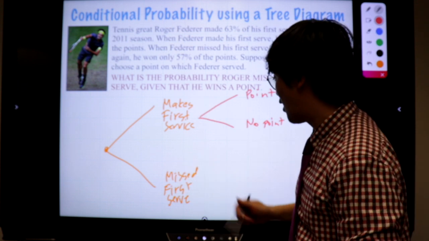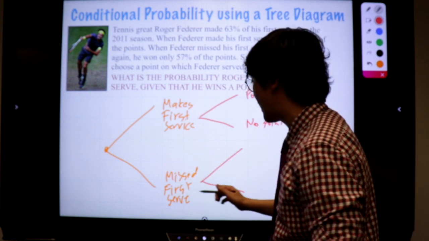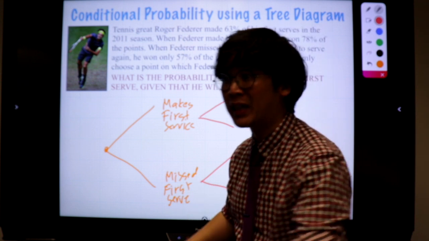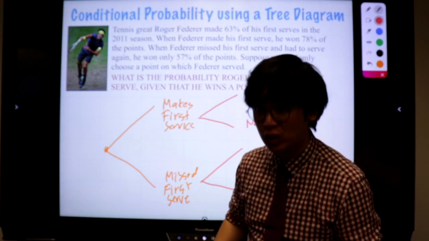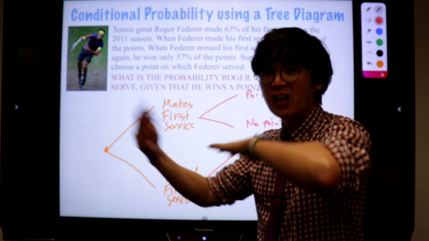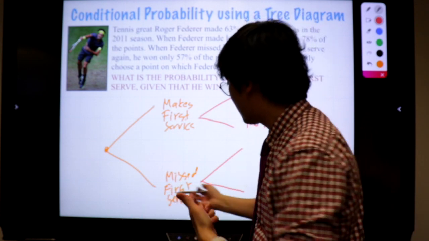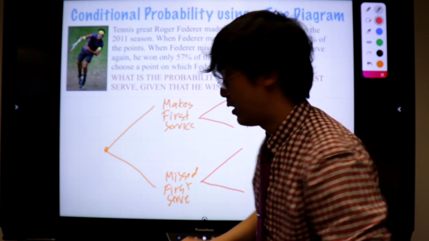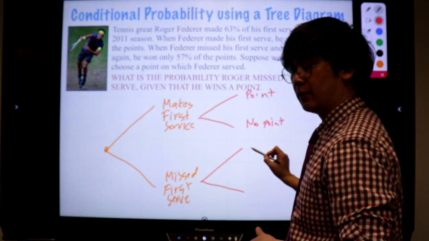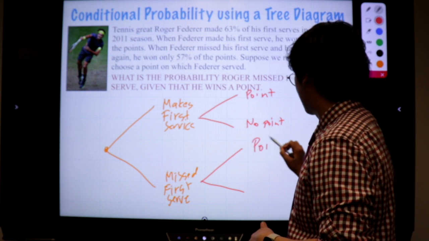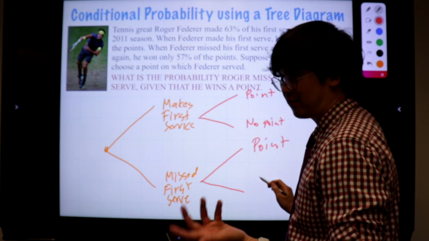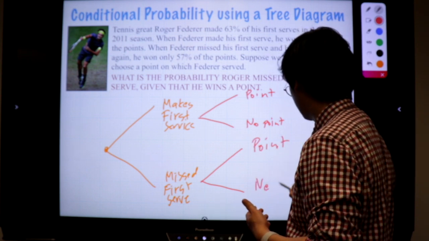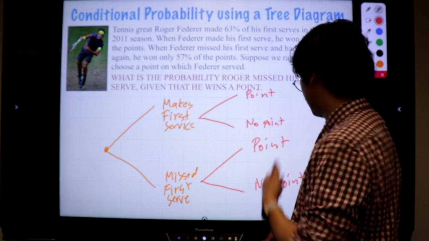Right? So, is it safe to say that missing the first serve means we made it on the second serve? Right? Yeah. That's another way of translating it. Okay. Missing the first serve means that we made it on the second serve, or didn't. Point or no point? Can we still win a point? Yes. Point. Do you watch tennis? Yes. I can tell.